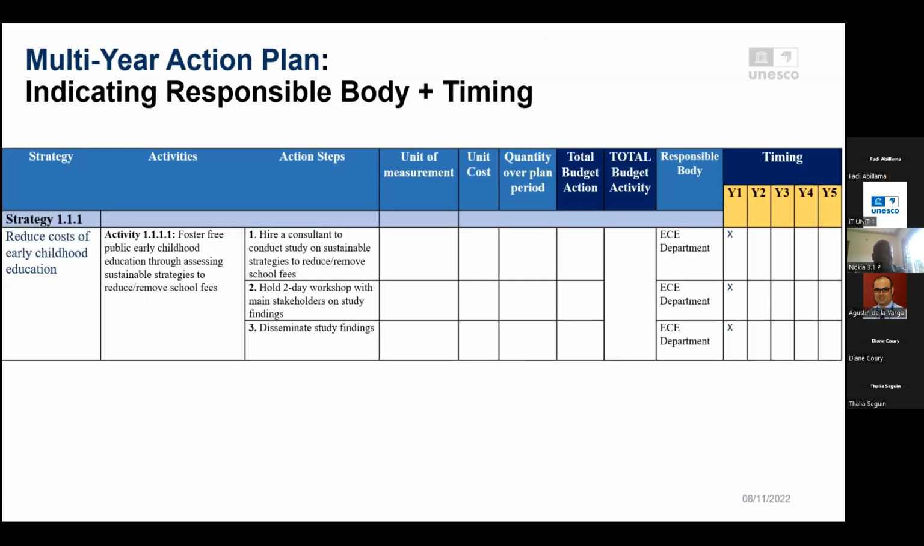Once you have specified the activities, the idea is to identify the responsible body for implementing the activity, as well as when the activity will occur. When you know when the activity will occur, you just put an X. For instance, we want all these activities to be done during the first year, which is why we have put an X in year 1 for each of the activities.